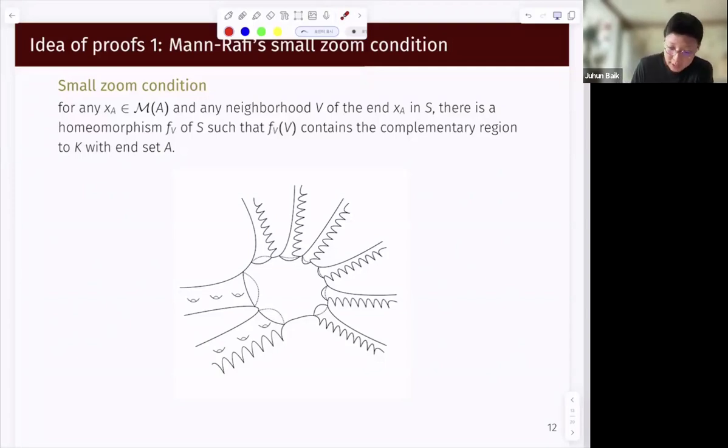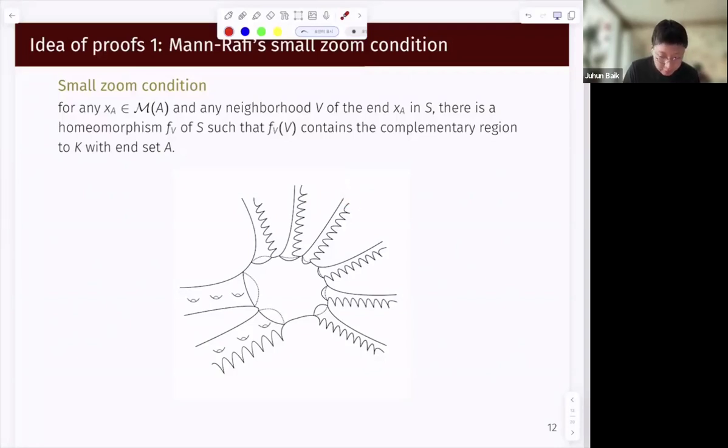And small zoom condition means if you choose any end, not like these punctures, but any end which goes out this way, then you can always find a small neighborhood. And if you choose any small neighborhood, there exists a homeomorphism f such that this contains the end set. So it means you can push. So like if you have this point here, and then you can push.